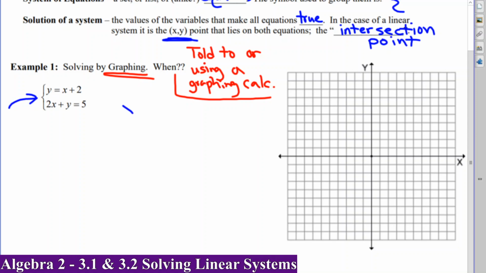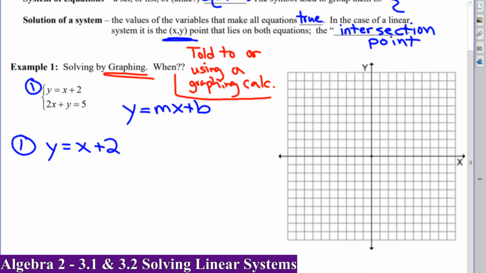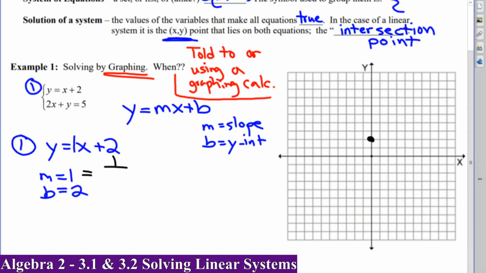We're used to graphing equations when they're in the form y equals mx plus b. If I look at the first one, number 1 here, y equals x plus 2, that one's already in that form, and we remember that m always represents the slope and b always represents the y-intercept. In this case, remember there's an invisible 1, so my slope is 1 and my y-intercept is 2. So I'm going to graph number 1 here. We have a y-intercept of 2, and a slope of 1 is a rise of 1, run of 1, 1 over 1. So up 1, right 1, up 1, right 1, up 1, right 1.